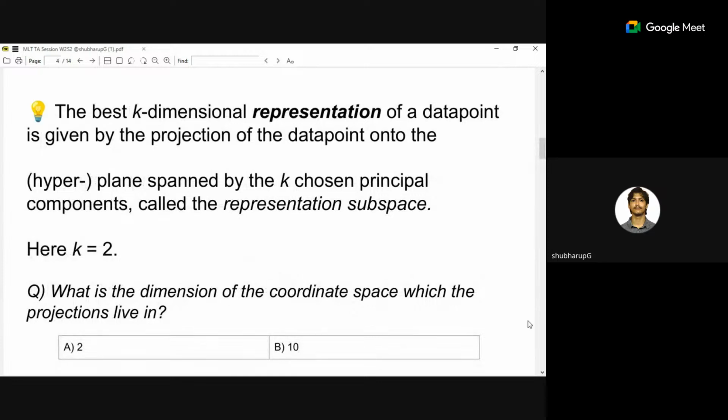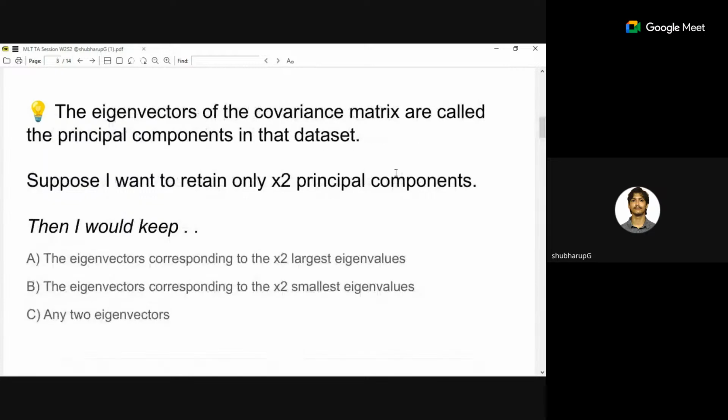So the best k-dimensional representation of a data point is given by the projection of the data point onto the subspace, which is going to be a hyperplane, spanned by the k chosen principal components. And this subspace spanned by the k chosen principal components is chosen according to this principle, right?